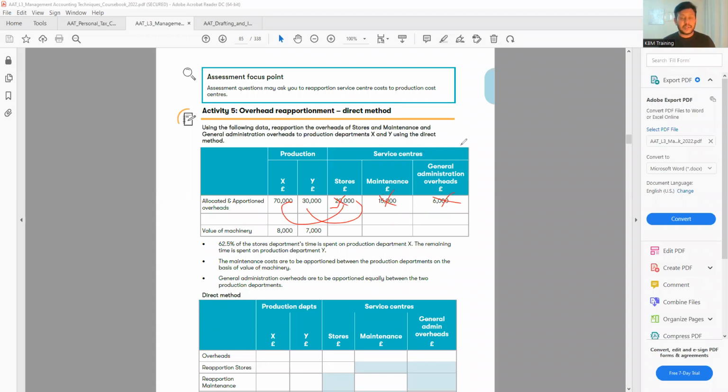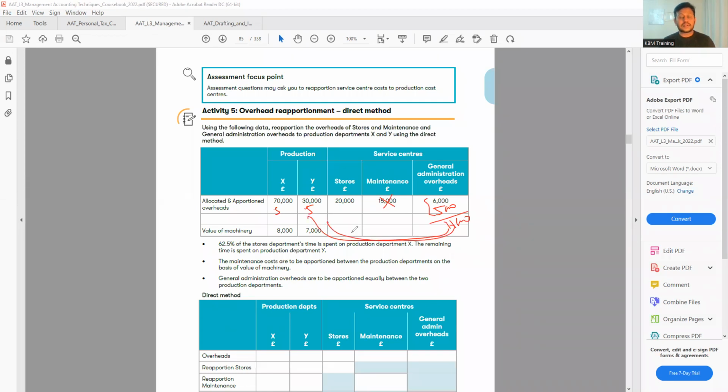The indirect method is a little bit different. The indirect method or step down method is, for example, the maintenance is 15,000. From the 15,000, let's say 10,000, like 5 and 5 will come to the production, and another 5 will come here, for example, in the service. So this will be gone. And the new general overhead will be 6 plus 5, it will be 11,000. And later on, this 11,000 will go to here.